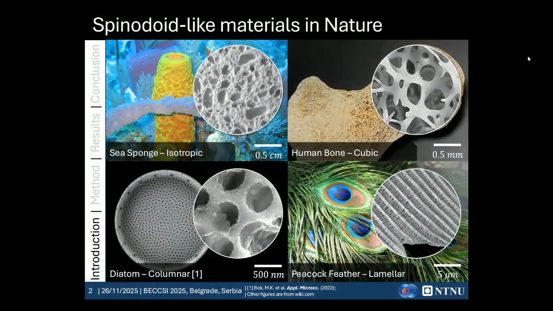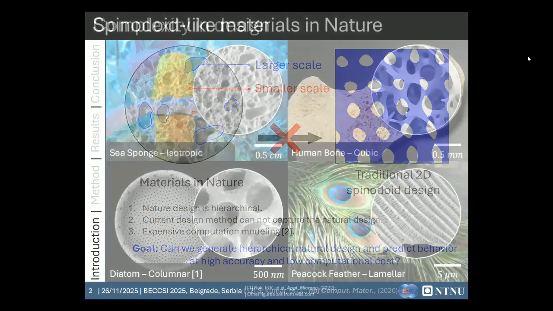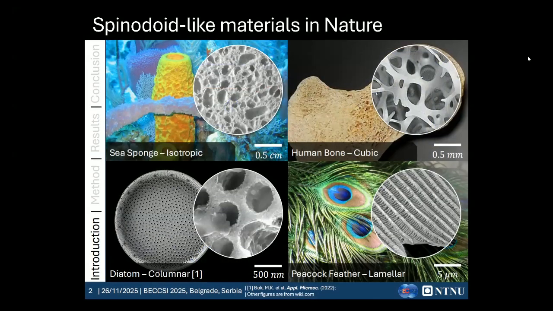As we all know, spinodoid-like materials are quite popular in nature and widespread. As we can see, they appear across many scales, from the centimeter scale to the millimeter scale and also to the nanometer scale. We can observe that the material morphologies can be different: isotropic, cubic, columnar, and also lamellar.